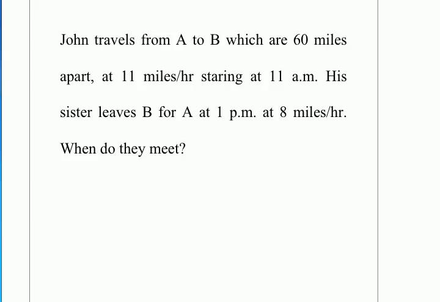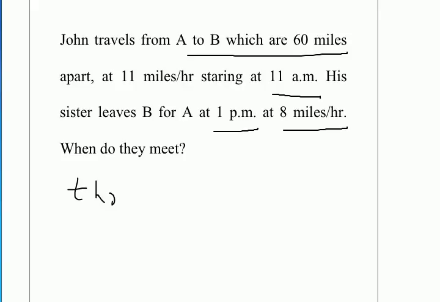This one says John travels from A to B, which are 60 miles apart, at 11 miles per hour starting at 11 a.m. His sister leaves B from A at 1 p.m. at 8 miles an hour. When do they meet? So to do this kind of a problem, let's assume they meet at T hours after 11 a.m.